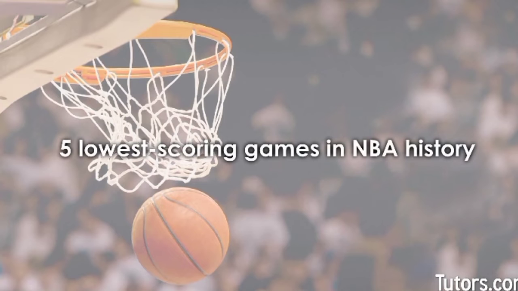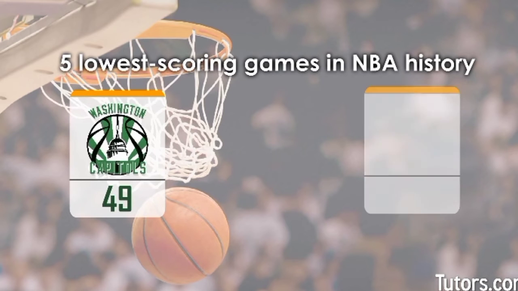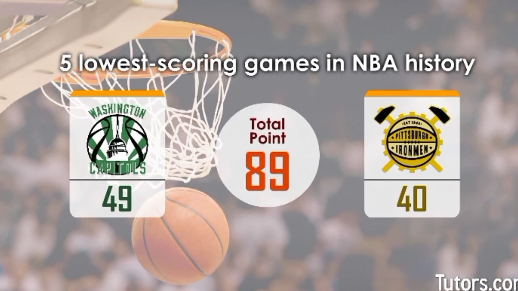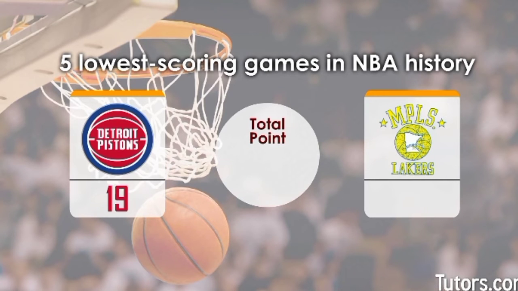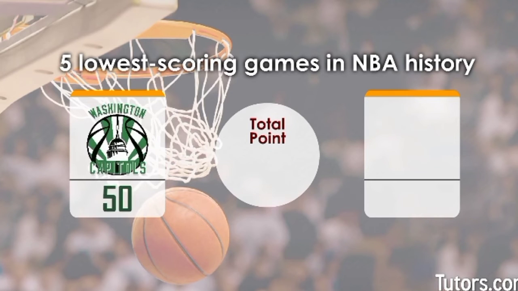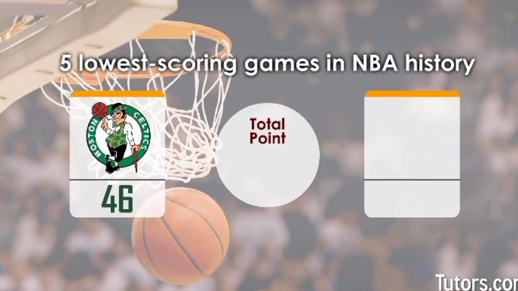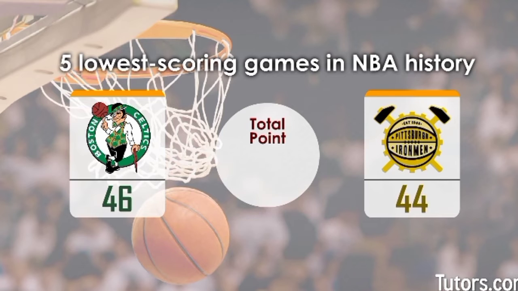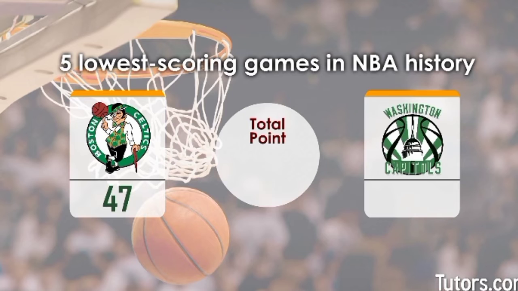Here are 5 of the lowest scoring games in NBA history, listed with teams and total game points. Washington Capitals 49 versus Pittsburgh Ironmen 40, 89 points. Fort Wayne Pistons 19 versus Minneapolis Lakers 18, 37 points. Washington Capitals 50 versus Detroit Falcons 33, 83 points. Boston Celtics 46 versus Pittsburgh Ironmen 44, 90 points. Boston Celtics 47 versus Washington Capitals 38, 85 points.